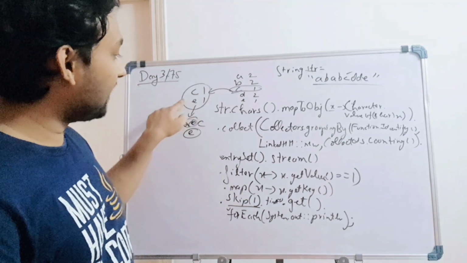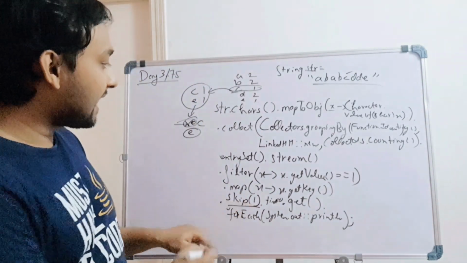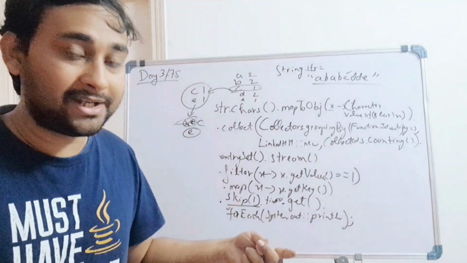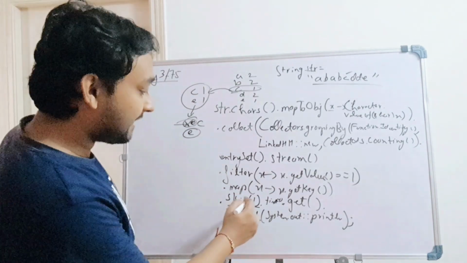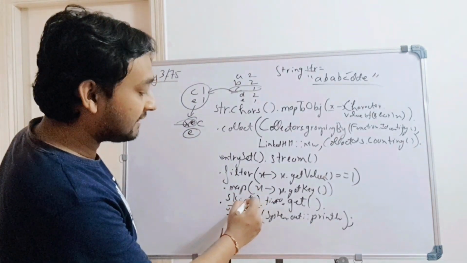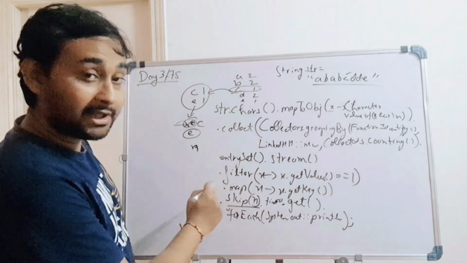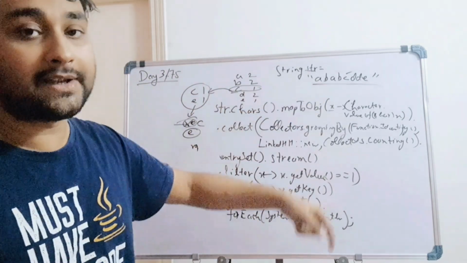If they tell you to print the third non-repeating character, or just n, where n will be given to you, what is the nth non-repeating character? If the interviewer asks, you have to do it using streams. Then you have to pass n over here. Just replace 1 with n, and whatever the value of n is, you can just pass it over here. You will get the nth non-repeating character in a stream of characters.